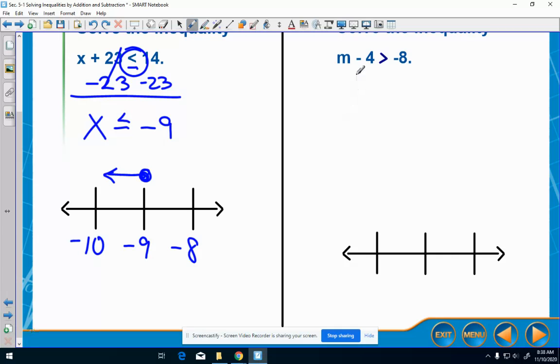All right? Over here, if you chose this one, you're looking at m is greater than -4. So the numbers across your number line should read what from left to right? What are they going to be, Charlotte? Okay. And then you have an open or a closed circle going to the.